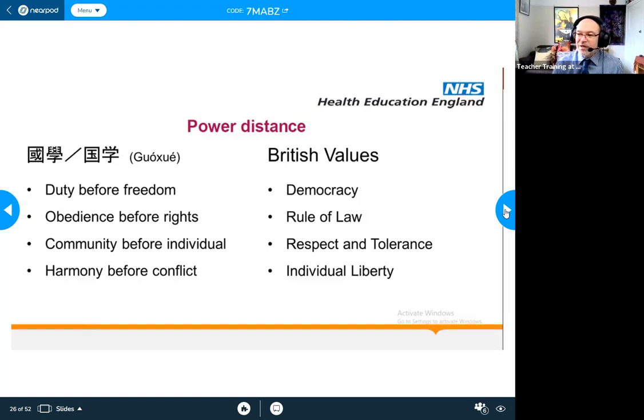So obviously we teach based on our culture, and we need to be aware of our own culture. And we need to have an awareness of other cultures as well, and how our culture, the way we teach, might influence and impact the quality of the learning of people from other cultures.